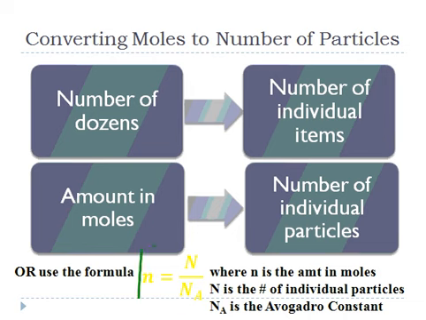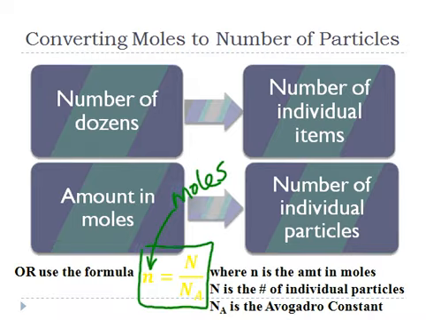Or for now, you can use this formula, okay? So small n is the amount in moles, okay? And that's always equal to capital N, which is the number of particles, divided by Na, which is Avogadro's constant, which is 6.022 times 10 to the 23. So if you can rearrange this formula around, you can actually solve for a lot of these problems, okay?